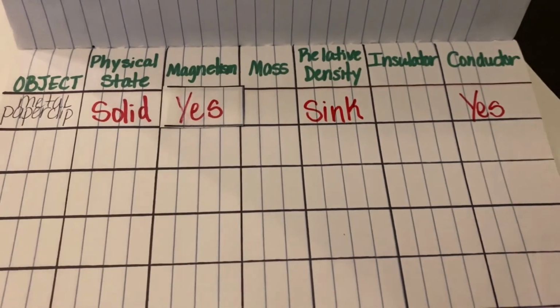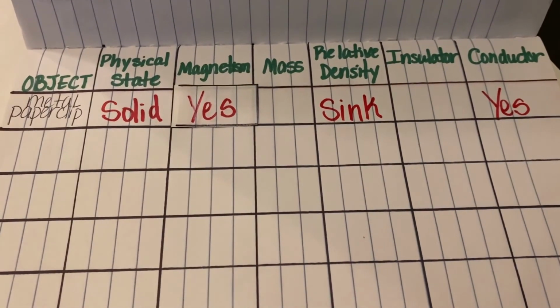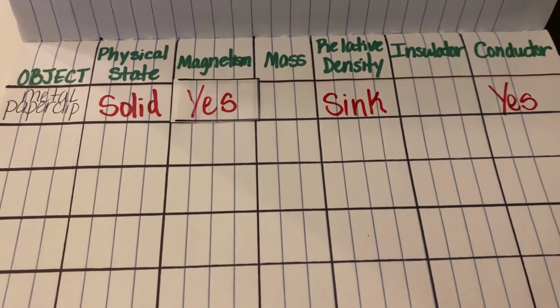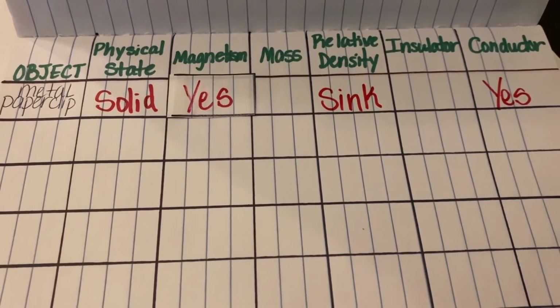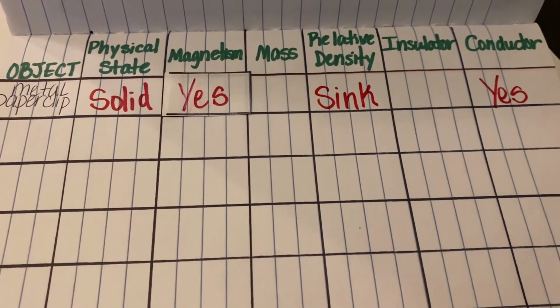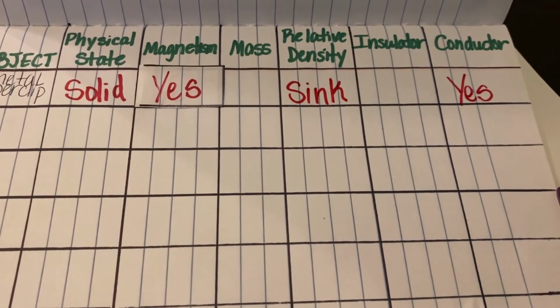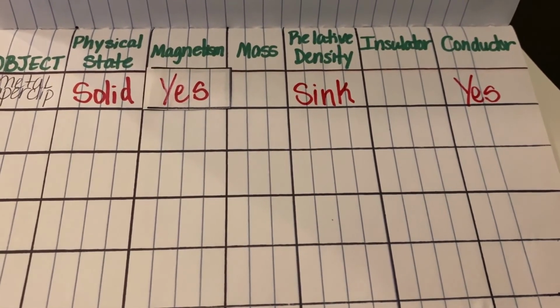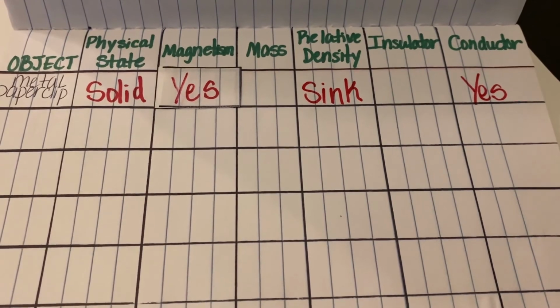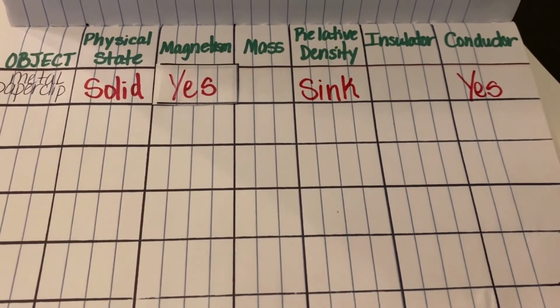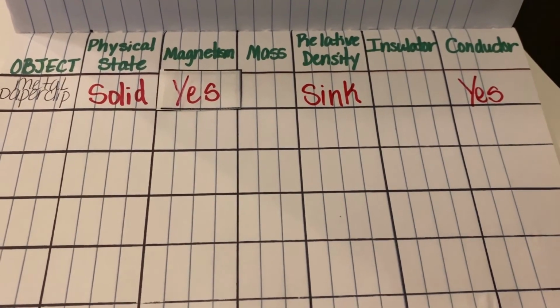Now, the information that we recorded in our student notebook for the metal paperclip is that the physical state is a solid. Yes, it is magnetic. Relative density, it did sink, and it is a great electrical conductor. We will then take this information from this chart and we will transfer it to a concept wall.